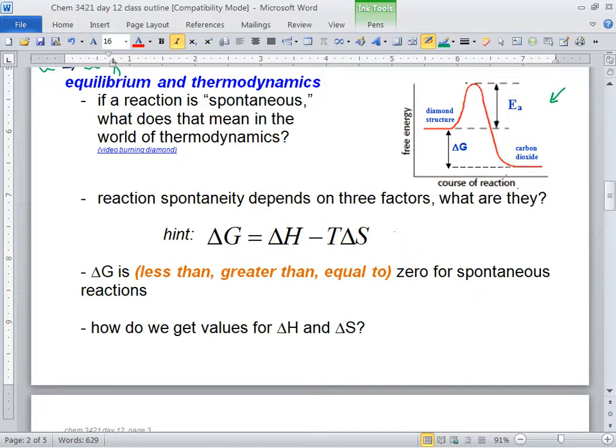So here's an example of spontaneity. You have diamond, right? You have diamond rings. And this is its energy, its potential energy right there. That's the potential energy of this diamond structure. Well, carbon dioxide is way down here, right? That's just the energy of carbon dioxide. So shouldn't diamond just spontaneously go to carbon dioxide? True or false? Diamonds spontaneously go to carbon dioxide.